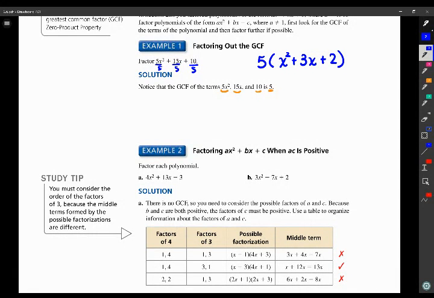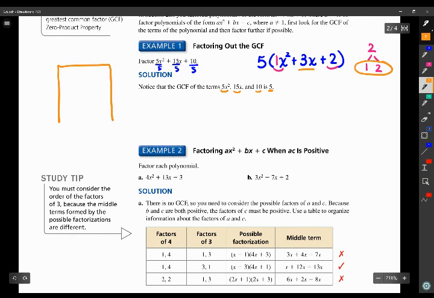And then from there, now we go back to what we did in 2.5, which is we multiply a times c, so first number times last number, which in this case happens to be 2. We list our factors of 2, which are 1 and 2, and we're looking for the pair that adds to give me 3 in the middle. So 1 plus 2 are the only factors of 2, and they add to give me 3 in the middle, so I'm good. And then we do the box. And I like the box method. I feel like it's the most straightforward.